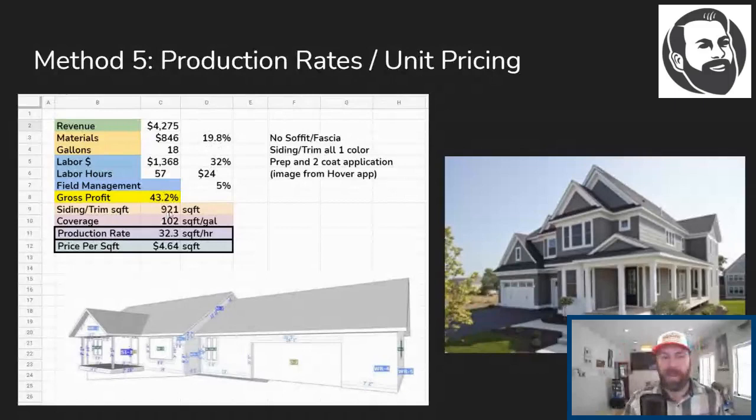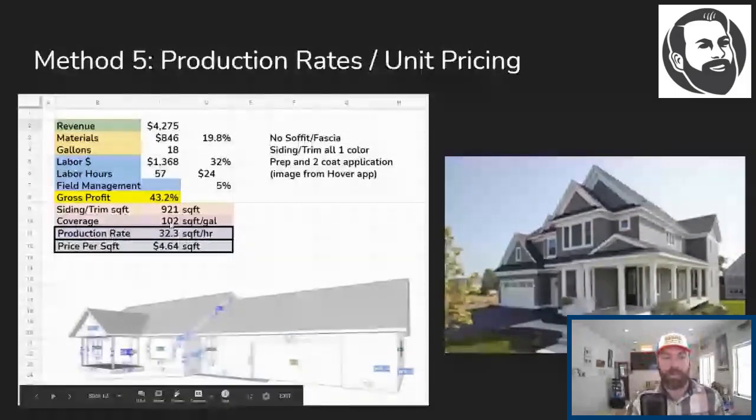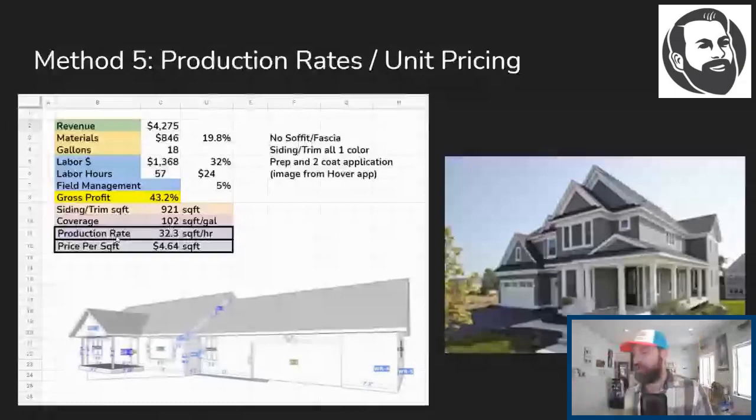There are 921 square feet of siding and trim. We covered about 102 square feet a gallon. Again, you can figure this out. There are fixed things here. You bought a certain amount of paint on this house, and the dimensions of the house are a fixed thing. You can back that out and figure out we got 102 square feet of coverage. So the production rate is, if you take the labor hours versus the square footage of the house, again, this is a dumb number, not perfect, but from prep to top 1 to top 2 to D prep, one of my painters can get done about 32.3 square feet per hour.